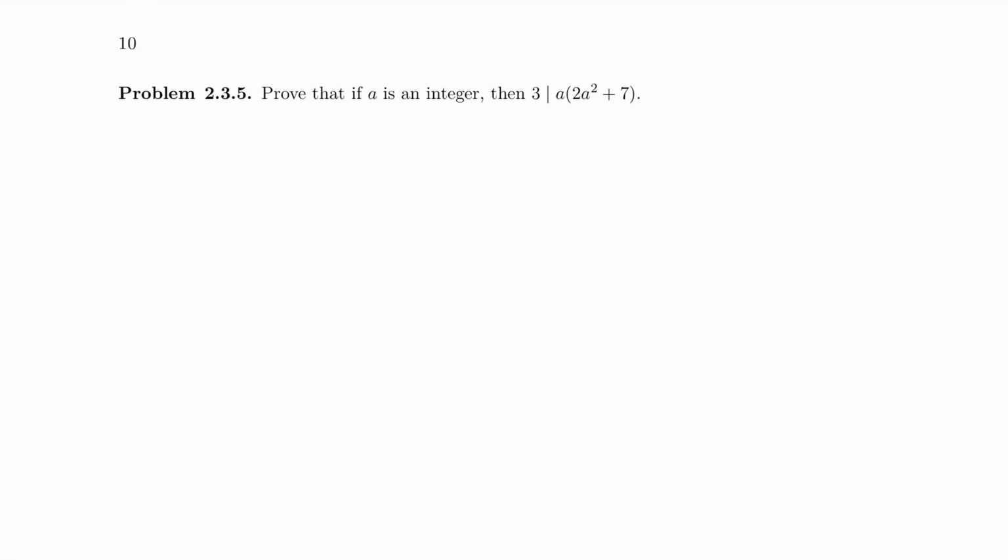Okay guys, in this video we are going to prove that if a is an integer, then 3 divides a times (2a squared plus 7). So I want to start with the division algorithm. Let's start with this. We have to let a be an integer, and then we will use the division algorithm.